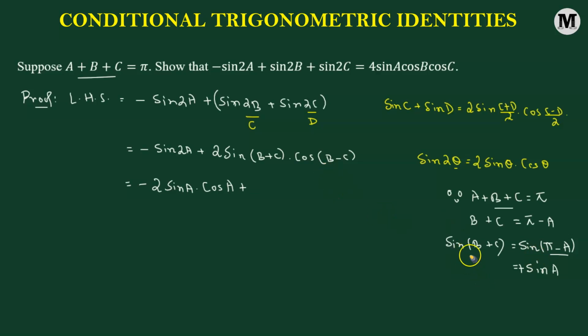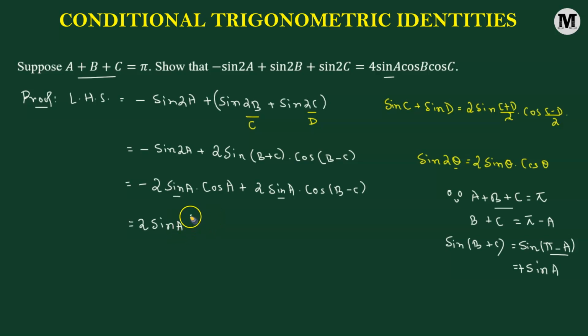In other words, we can replace sine of B plus C with sine of angle A. So here we get 2 times sine of angle A, in place of B plus C, multiplied by cosine of the angle B minus C. Here we have two terms. From each of the two terms, we can factor out sine of A as the common factor, because we see that on the right hand side we have sine of the angle A. So let's take 2 times sine of angle A as the common factor.